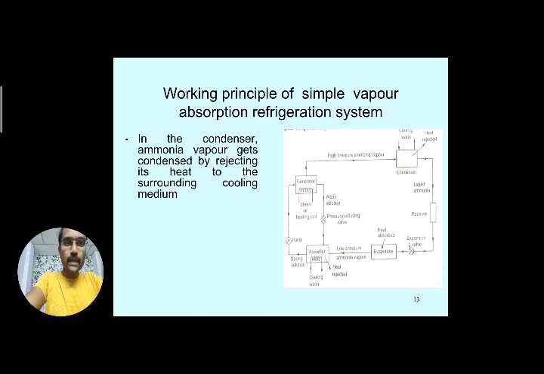During this process, the condensation will take place. That means the phase change will take place here. The high pressure ammonia, pressure remains constant here. So ammonia vapor gets condensed by rejecting its heat to the surrounding cooling medium. This is the point I have explained. Now due to the phase change, the liquid ammonia is coming downward and collecting in the receiver tank. Already we know the purpose of the receiver tank.